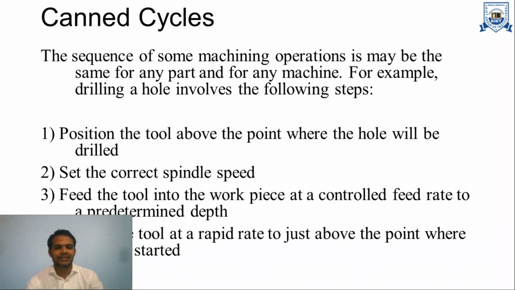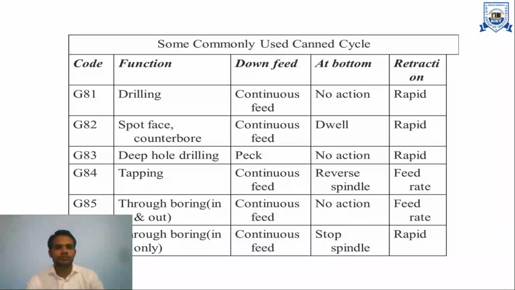Second, set the correct spindle speed. Third, feed the tool into the workpiece at a controlled feed rate to a predetermined depth. Then we have to retract the tool at a rapid rate to just above the point where we started. These are some commonly used canned cycles, starting from code G81 up to G89.